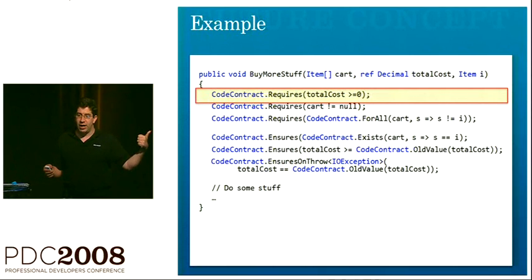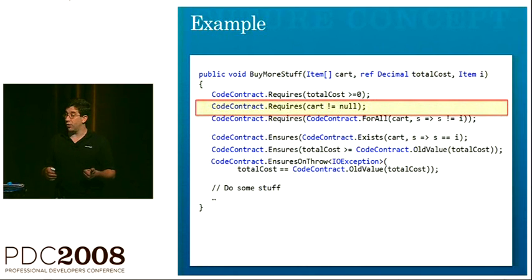It's going to take an array of items. It's going to take a total cost so far. We know that cost better not be less than 0 when we come in, and some new item that we want to add to the cart. So there's a lot of things we know in a situation like this example, right? We know that the total cost is greater than or equal to 0. We know that the cart's not equal to null.